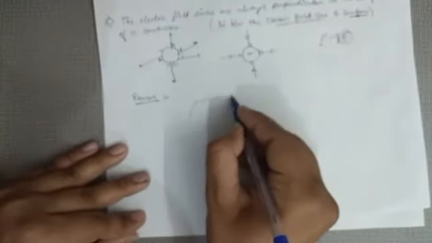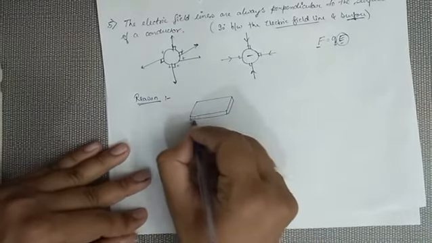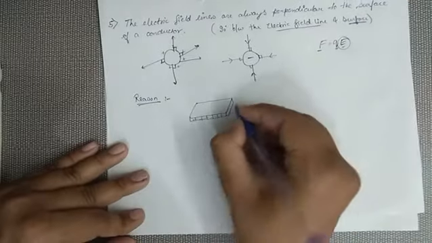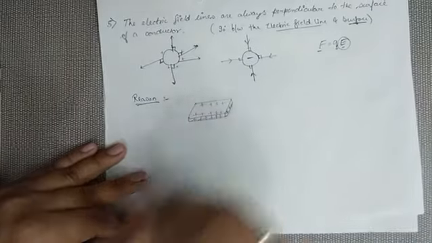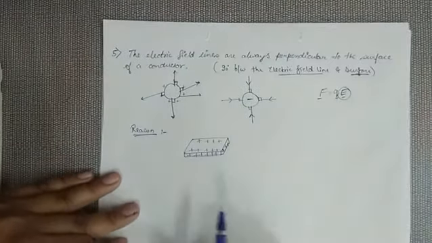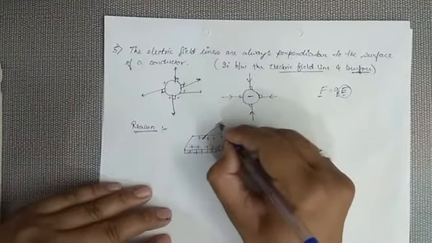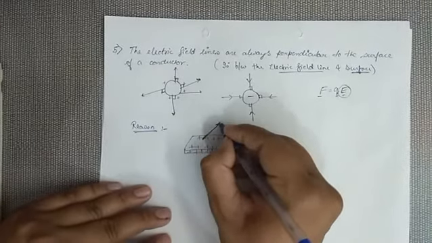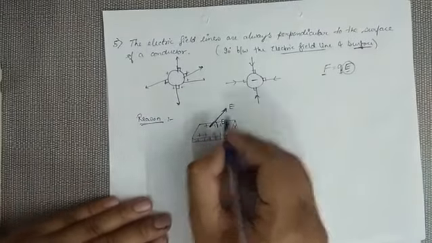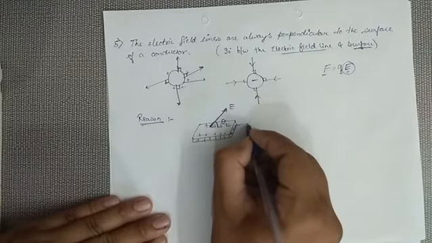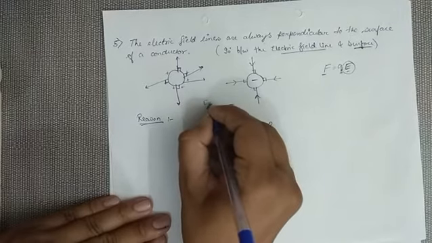Now, suppose this is a conducting plate and charge is given to this plate, positive charge. Now, if we say that these electric field lines are not perpendicular, then some of these lines will be in this direction also, making some angle theta with the surface. On resolving this, there will be two components of this electric field. One component will be E cos theta and the other component will be E sin theta.